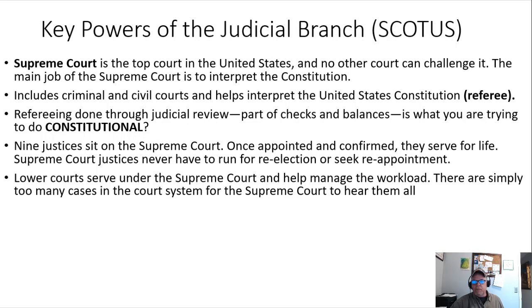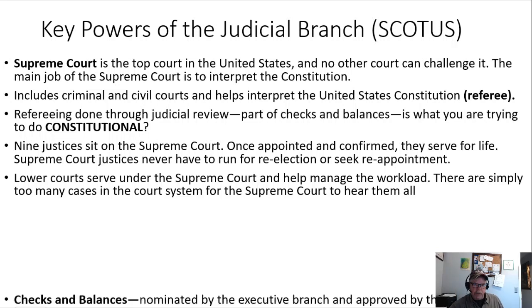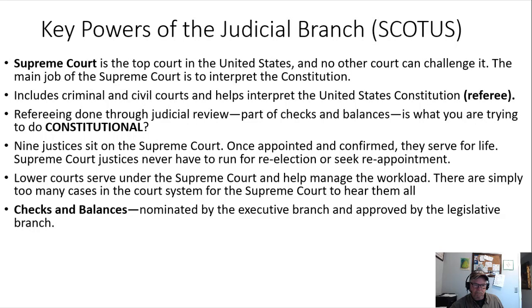And of course, the Supreme Court doesn't get every case that comes up. Very few actually make it to that level, the top court of the land. So a lot of them are done in the lower circuit courts, federal courts, in and around the country. Okay? They get nominated by the executive and approved by the legislative. Right? The president nominates, the Senate approves.